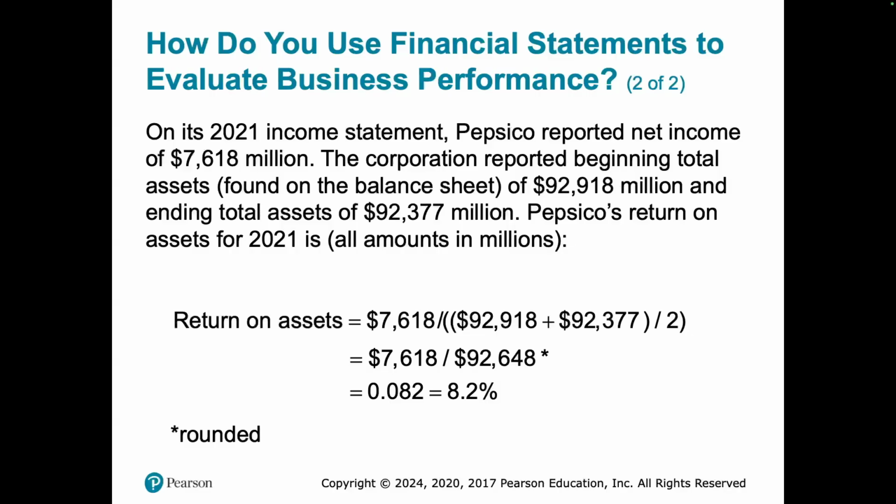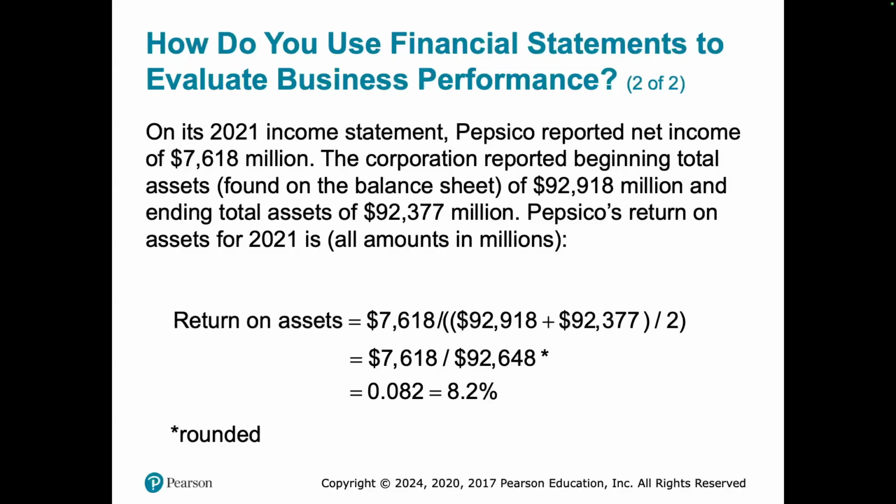On its 2021 income statement, PepsiCo reported net income of 7,618 million, which is, I want to say, about 7 billion. The corporation reported beginning total assets, found on the balance sheet, of 92,918 million and ended with total assets of 92,377 million. So that's in the billions, right?